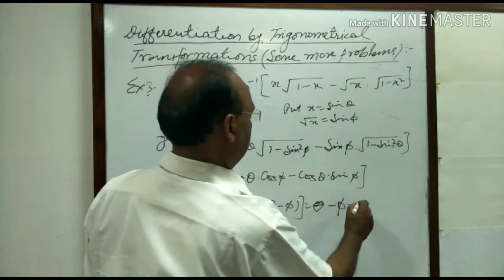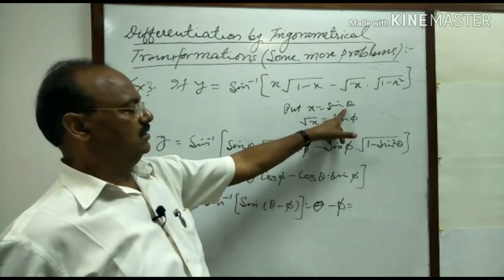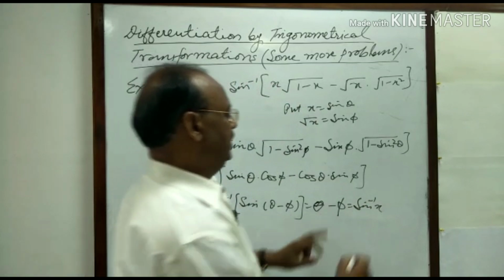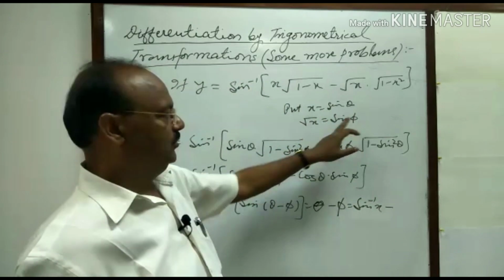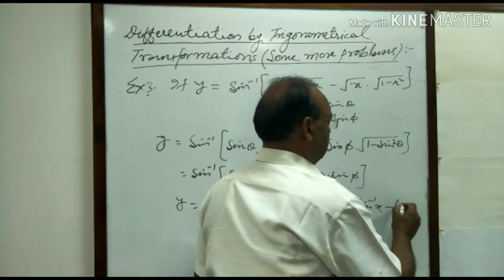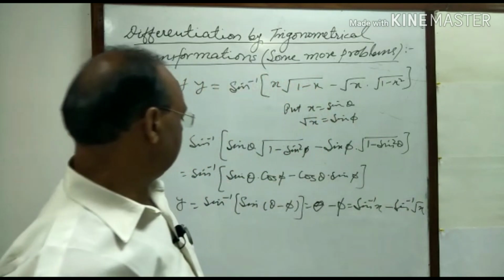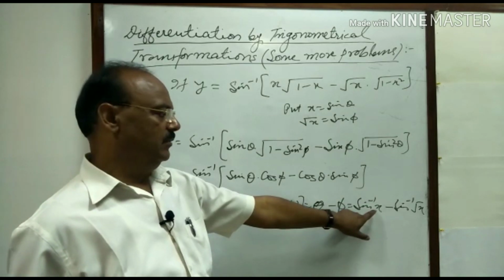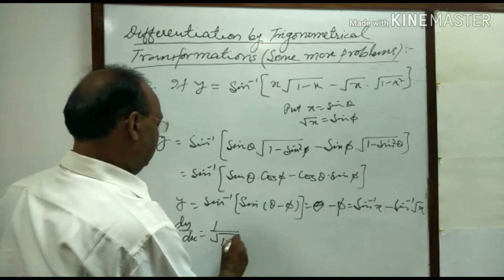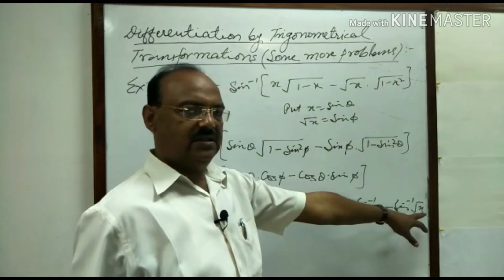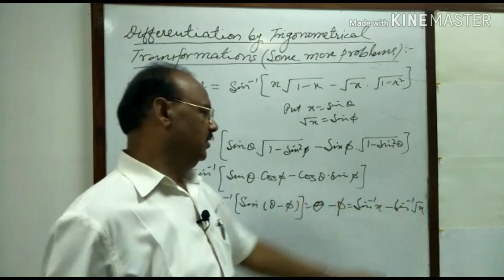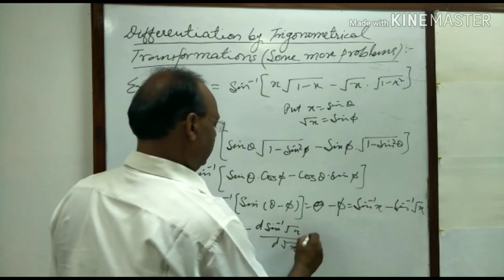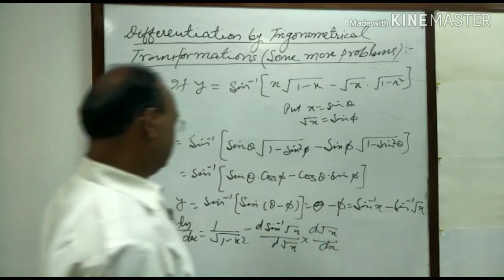So this is equal to theta minus phi. Now substituting the values of theta and phi from here, sine theta is x, so theta is sine inverse x. This is equal to sine inverse x, and minus, sine phi is root x, so phi is sine inverse root x. Now let us try to find out the derivative of y with respect to x. You know the formula? Derivative of sine inverse x is equal to 1 by root over 1 minus x square. And this is root x. So it can be differentiated with the help of chain rule. So this is equal to derivative of sine inverse root x with respect to root x and into derivative of root x with respect to x.